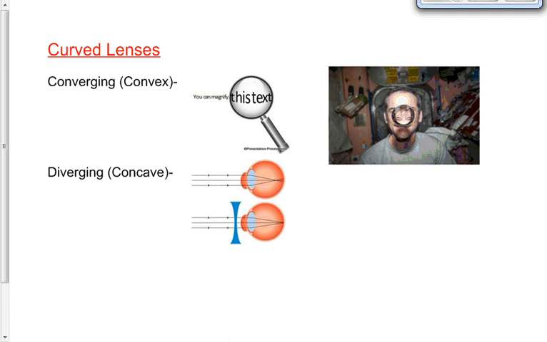What happens with people like me is the light comes in, you can see the picture of the eye right there. The light comes in more or less parallel to the principal axis, goes through the convex lens of the eye, and then converges, right?